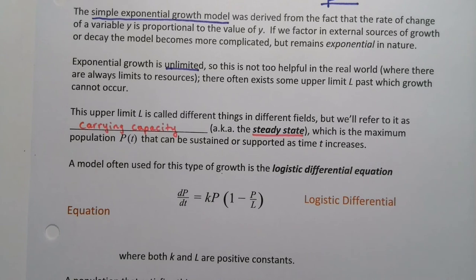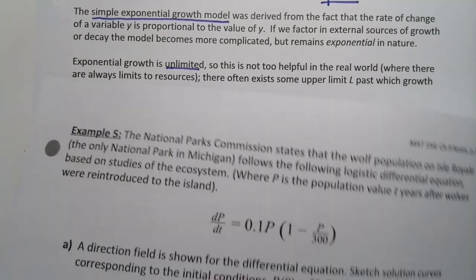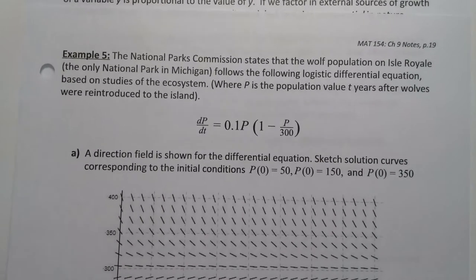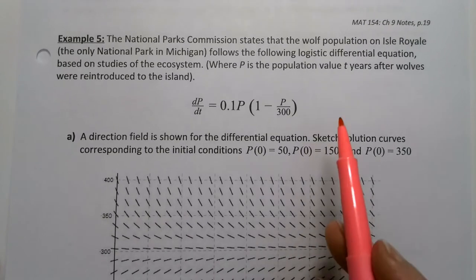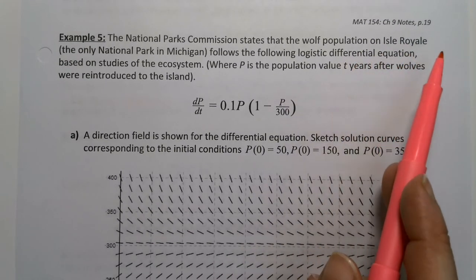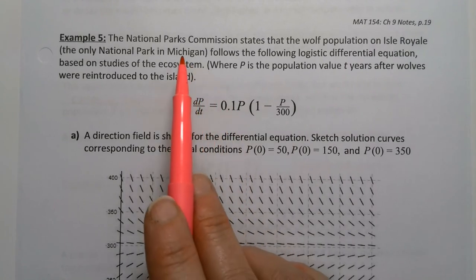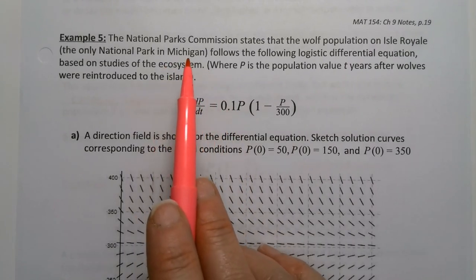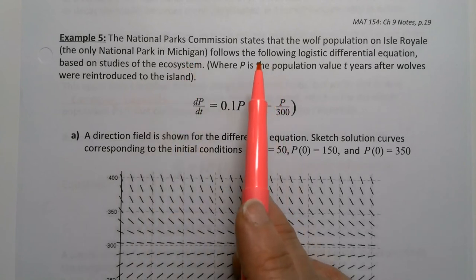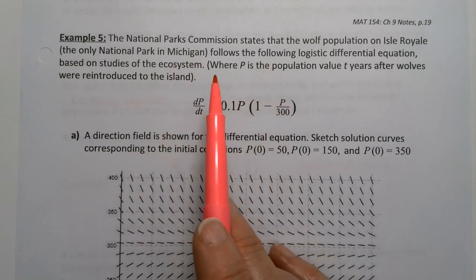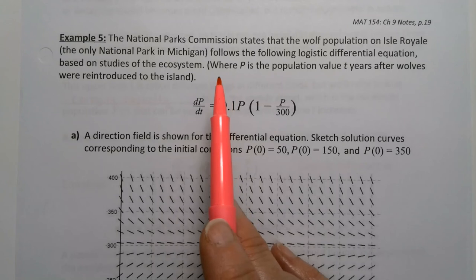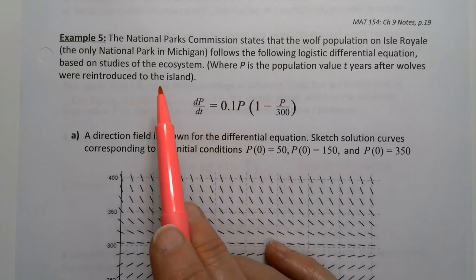So if you look at our next example really quickly, to kind of make this make sense, we'll have the National Parks Commission states the wolf population on Isle Royale, that is an island in Lake Superior in my home state of Michigan. It's the only national park in Michigan. But it's an island, and they had wiped out all of the wolves at some point, humans had. And so they reintroduced wolves into the ecosystem.